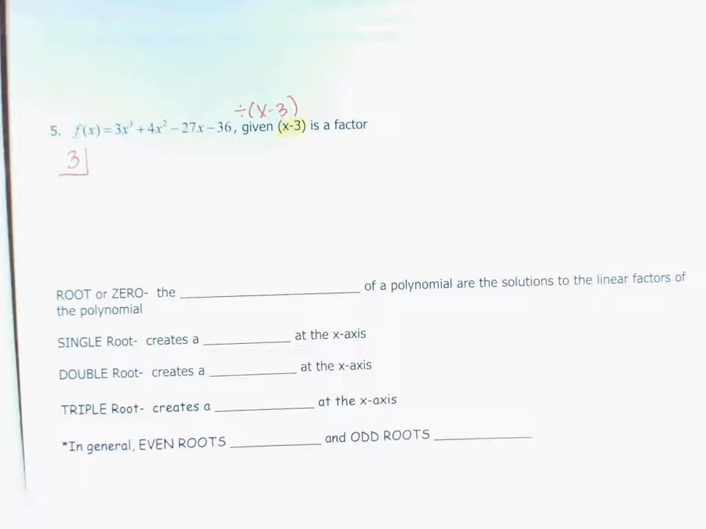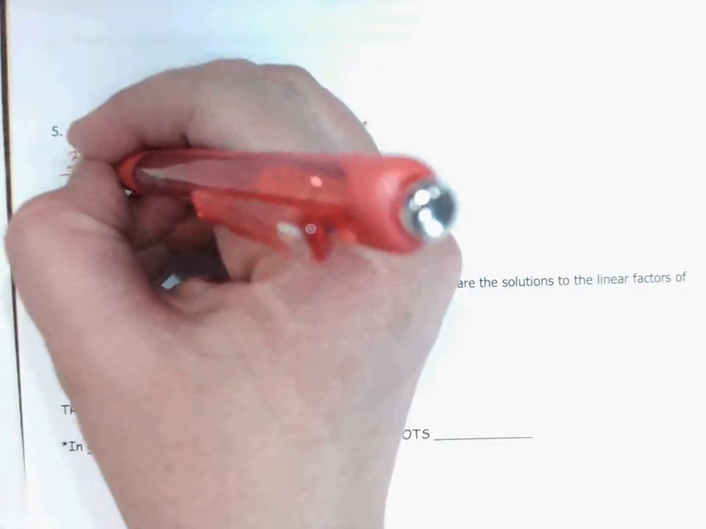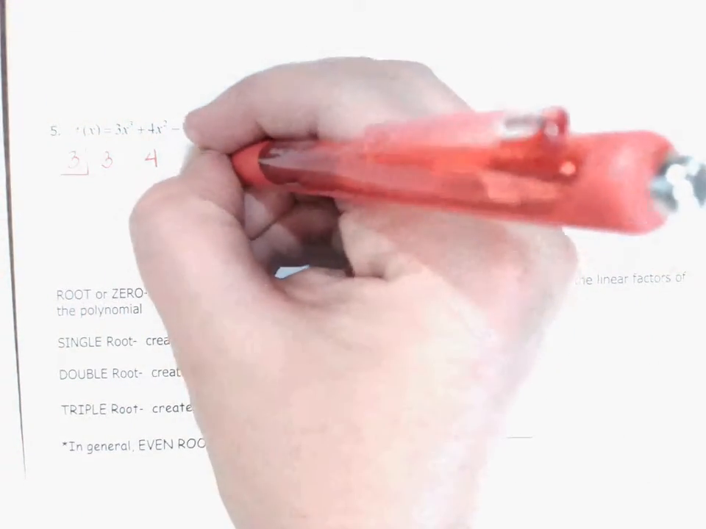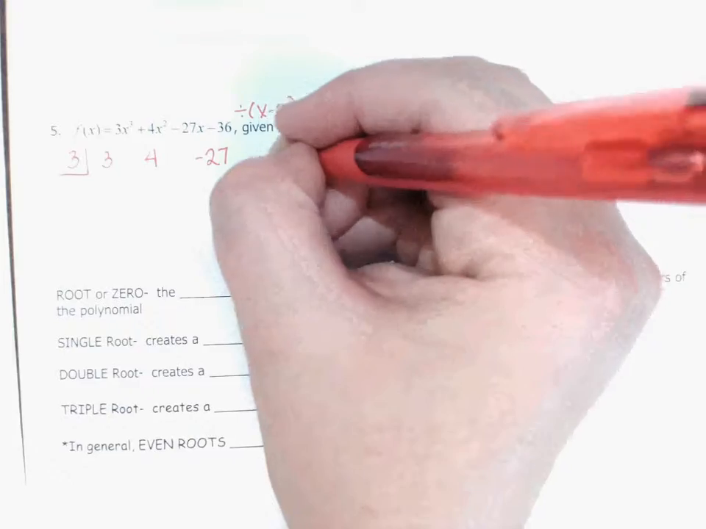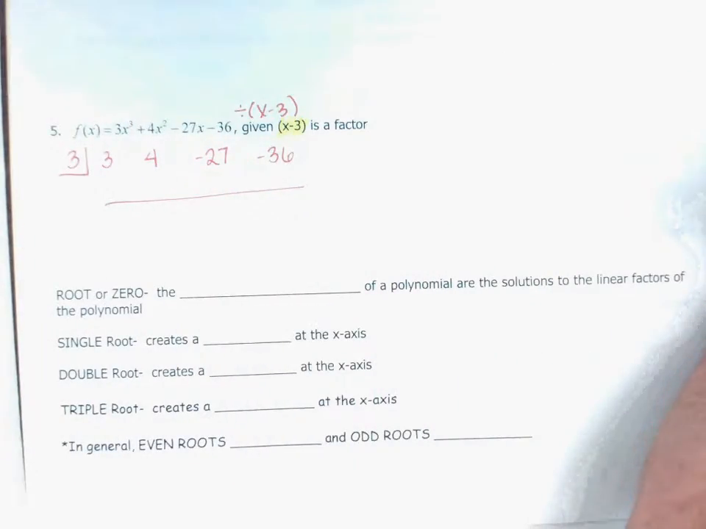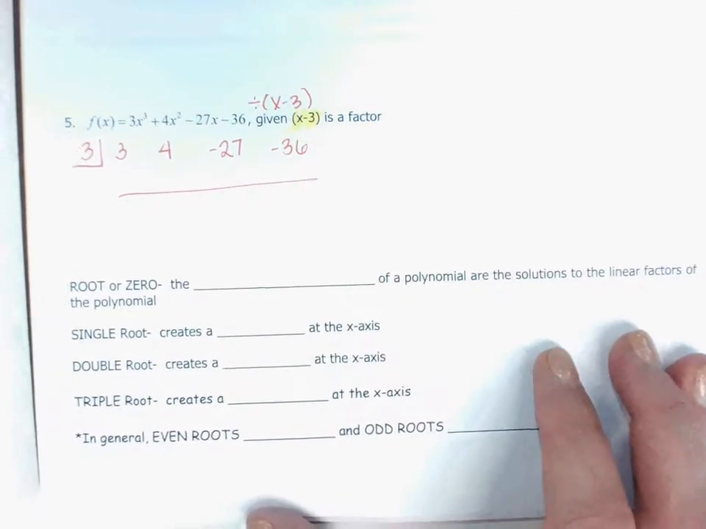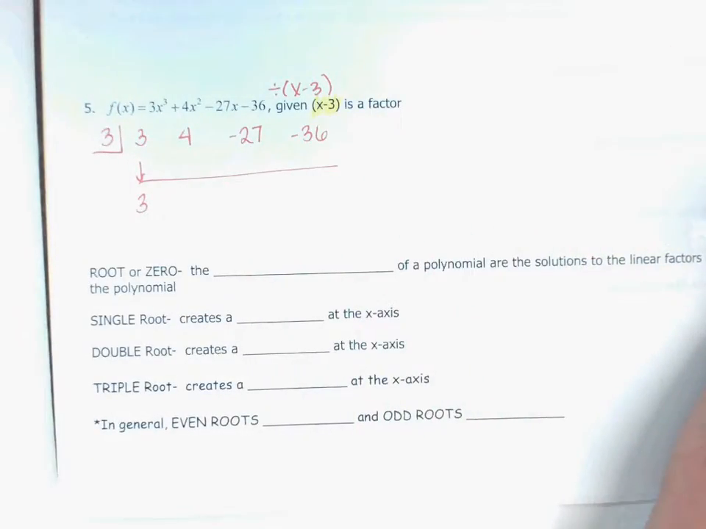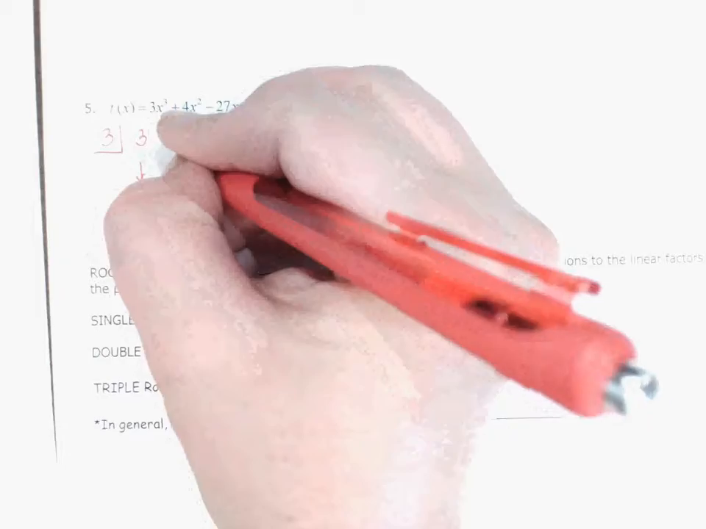Then from there, I need to pull all my coefficients. So off my x cubed, I'm taking a 3. Off my x squared, I'm taking a 4. Then I have a minus 27 and then a minus 36. Okay, first number, what do you do with it? Straight down, so that's a 3. 3 times 3, what do I get? 9. Put a 9 in this column.